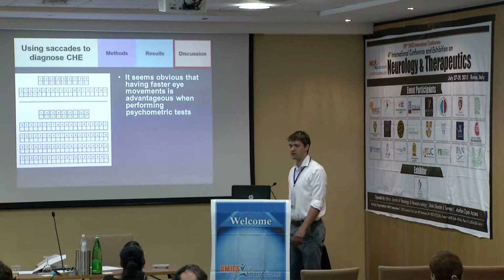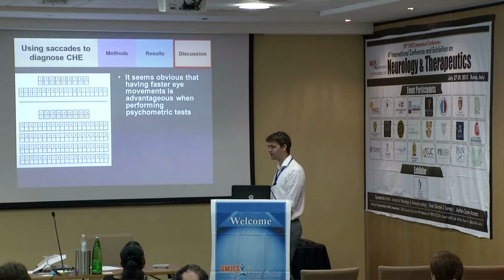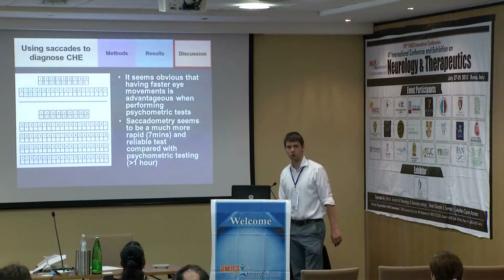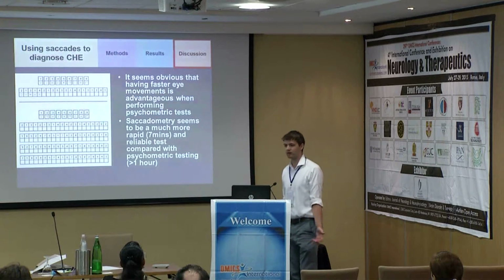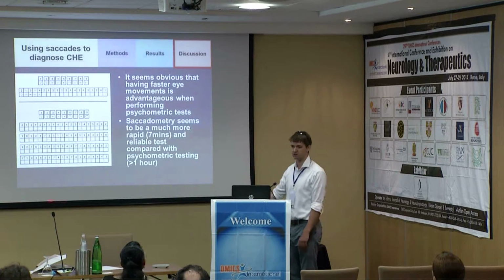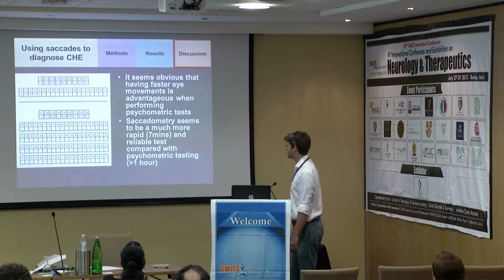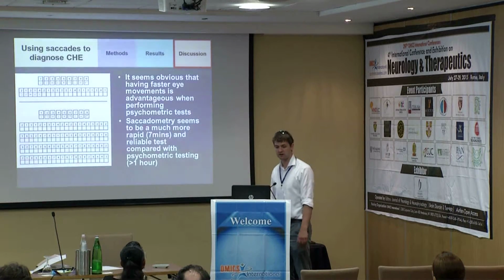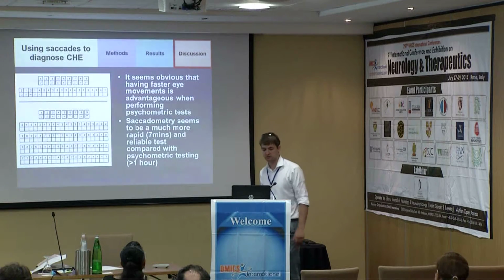So essentially we've found a better way of measuring it that's much quicker. Psychometric tests take at least an hour to perform all of them, and it's longer and much harder in patients who take ages to do these things. Whereas saccadometry takes 7 minutes to do a sufficient trial size and get a proper picture of their distribution.